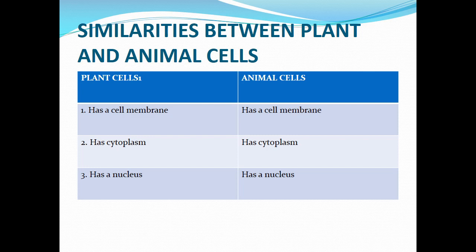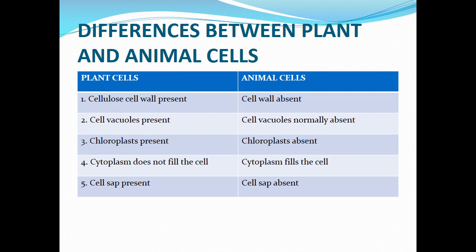Structures that you see both in plant and animal cells. The first column there is plant cell. The second column is for the animal cells. Number 1. Plant cell has a cell membrane. Animal cell too has a cell membrane. So both plant and animal cells have cell membrane. 2. Has cytoplasm, which is also common in animal cells. So both plant and animal cells have cytoplasm. 3. Has a nucleus. Both plant and animal cells have nucleus. So these are the similarities between plant and animal cells. Both have cell membrane, both have cytoplasm, and both have nucleus.